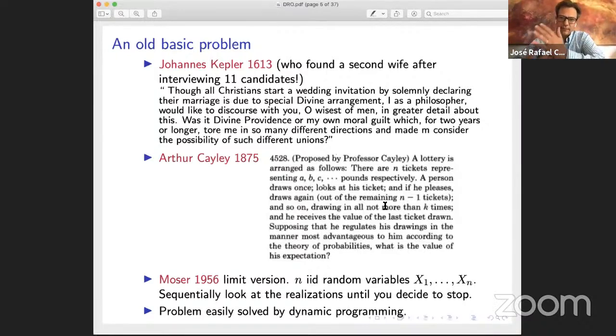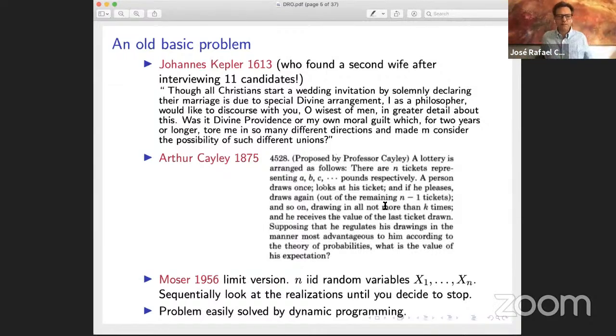And this is not really the secretary problem, but it has a flavor of it. And there is a limit version which was posed by Moser in the 50s, in which he says, what if we take the limit in Cayley's problem? So n is very large, and k is now n actually. So n is very large, and therefore somehow your drawings are random, uniform, independent samples from some distribution, and you can draw up to k times in Cayley's problem, but Moser uses n for this number, and until you decide to stop.